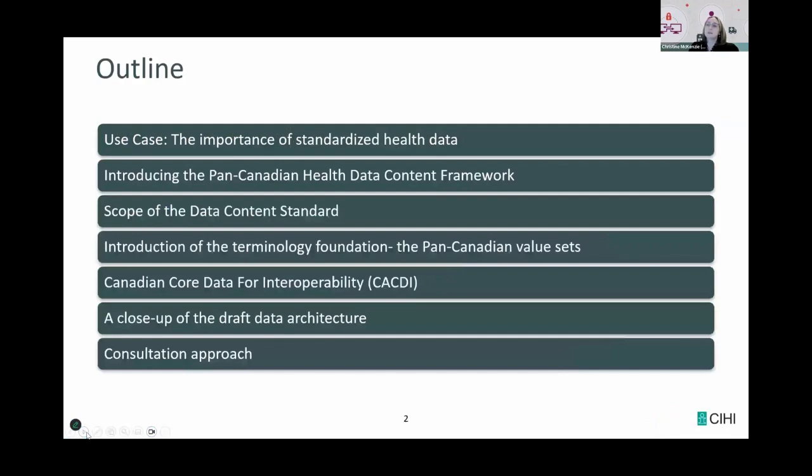As part of today's outline, I'm going to walk you through a use case to help demonstrate the importance of standardized health data. And I'm going to introduce the Pan-Canadian Health Data Content Framework and then talk about the scope of the data content standard. I'm going to introduce the terminology foundation for the Pan-Canadian value sets, and then talk about the Canadian core data for interoperability, and then provide a close-up of the draft data architecture and talk about the consultation approach.